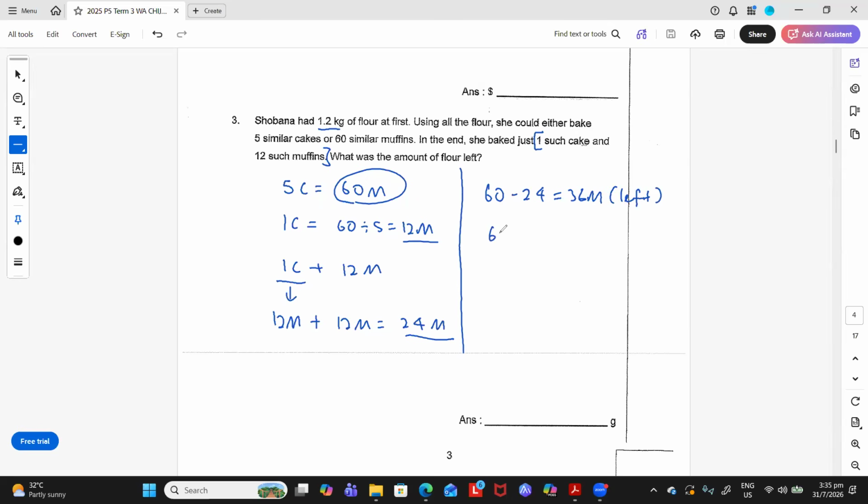So all you need to do is just write this down. Now 60 muffins is 1,200 grams. I just converted 1.2 kg to 1,200 grams. Go and find one muffin. It's 1,200 divided by 60, which is 20 grams. So she has 36 muffins worth of flour left, right? So just go and find 36 with 20 times 36. You'll get 720 grams.